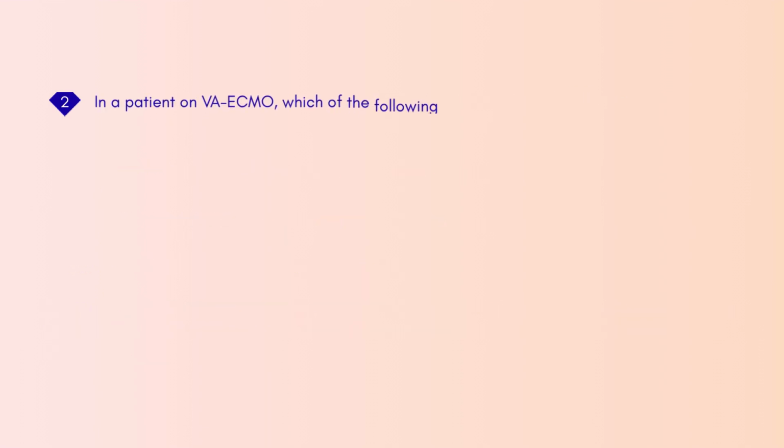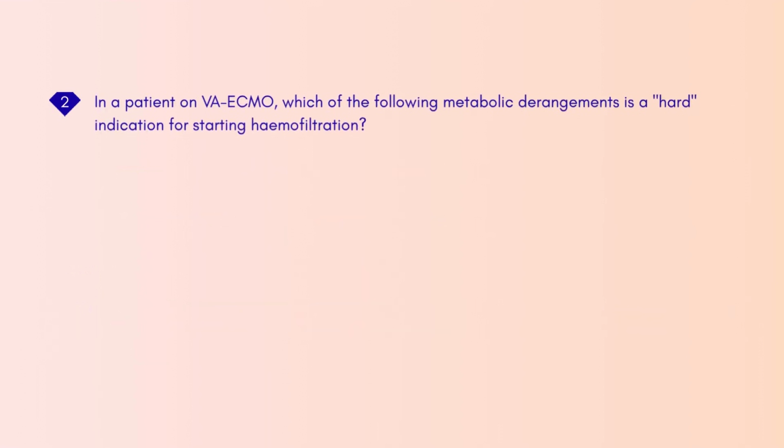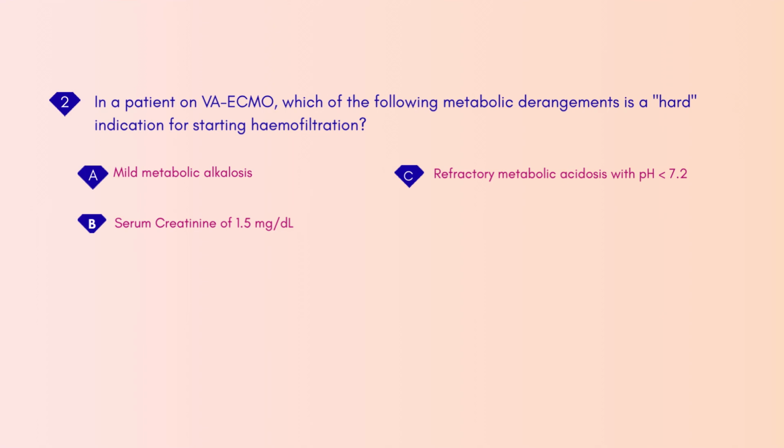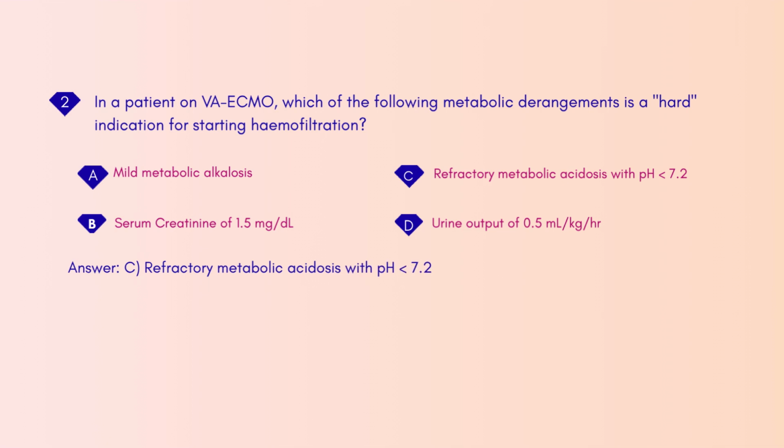In a patient on VA-ECMO, which of the following metabolic derangements is a hard indication for starting hemofiltration? A. Mild metabolic alkalosis. B. Serum creatinine of 1.5 mg per deciliter. C. Refractory metabolic acidosis with pH less than 7.2. D. Urine output of 0.5 milliliters per kilogram per hour. Answer: C. Refractory metabolic acidosis with pH less than 7.2.